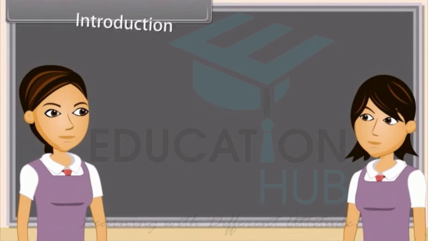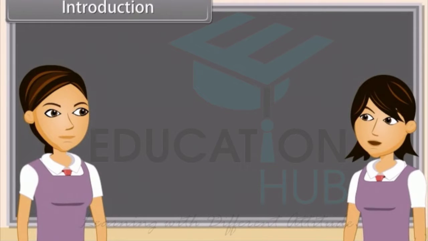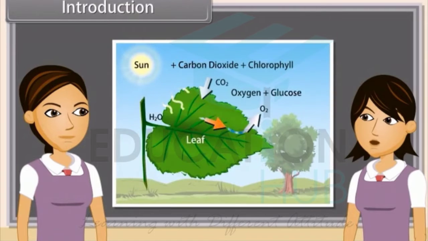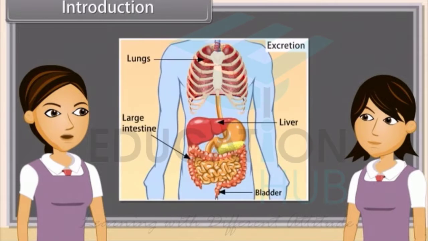Introduction. As we already know, gaseous wastes are removed by plants during photosynthesis and by animals during respiration. But liquid and solid wastes are still present in the body. So, we can say that the biological process involved in the removal of these harmful metabolic wastes from the body is called excretion.